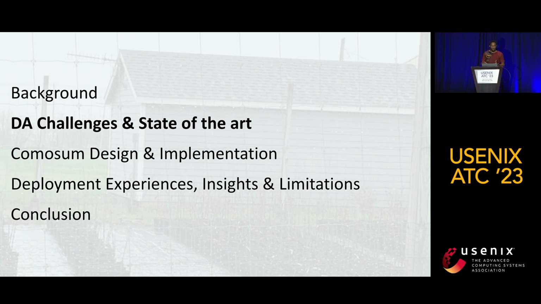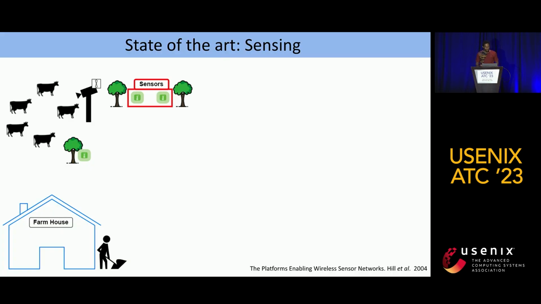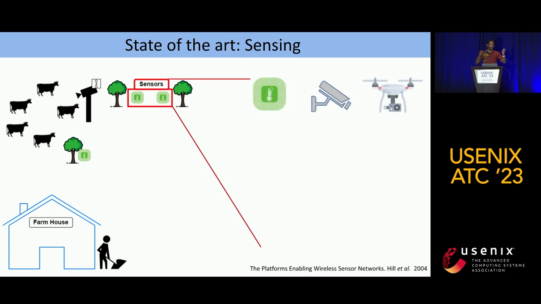So then let us briefly look at how these challenges have been approached in the state of the art and why Comosum is needed. When it comes to the farm, the research on sensors has been vast. We know of sensors in vehicular networks, like self-driving cars, healthcare, and wildlife tracking, like ZebraNet, for example. Now, we are interested in sensors that can be deployed in farms of varying sizes, such as temperature sensors, cameras, or drones.